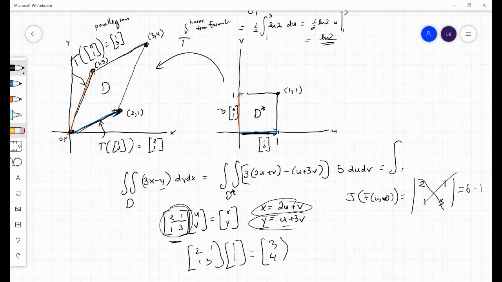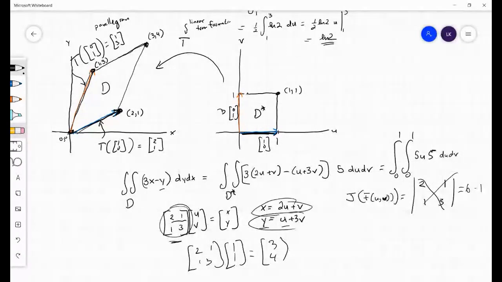And then we have bounds of integration. It's a unit square, so 0 to 1, 0 to 1. And this simplifies: 6u minus u is 5u, and 3v minus 3v is 0. So we get 25 times the integral of u. The antiderivative of u is 1/2 u squared, evaluated from 0 to 1. If you do this very simple integral, you get 25 over 2.